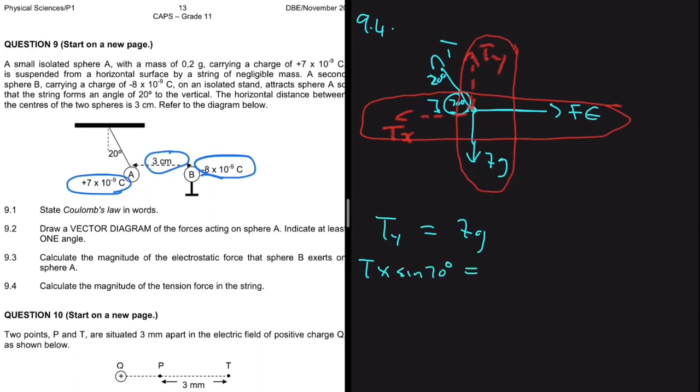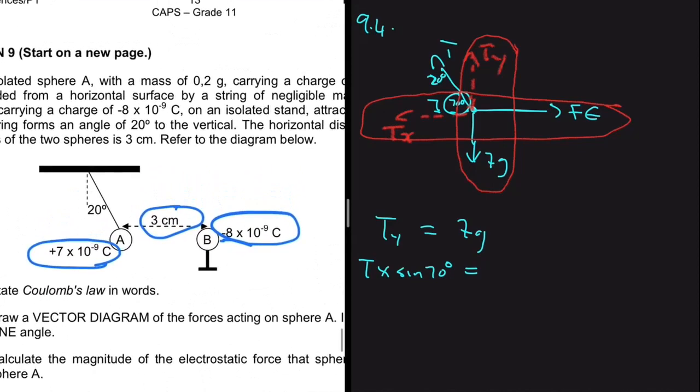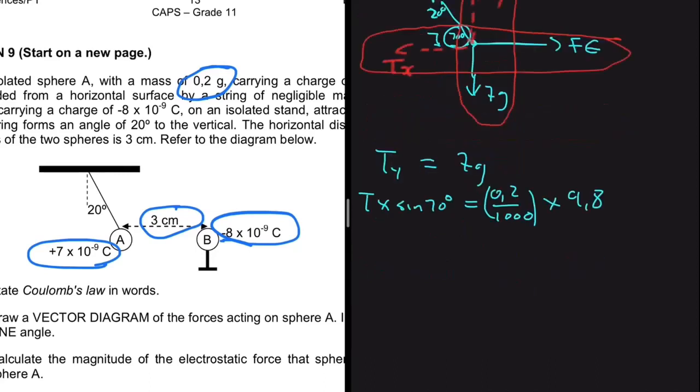Fg is the mass multiplied by the gravity, right? If you look at our equation here, we're told that the sphere has a mass of 0.2 grams. So we're going to have 0.2 divided by 1,000. Why are we dividing by 1,000? The SI unit of mass in physics is kgs, so we have to divide grams by 1,000 to convert to kg. Multiply by 9.8.